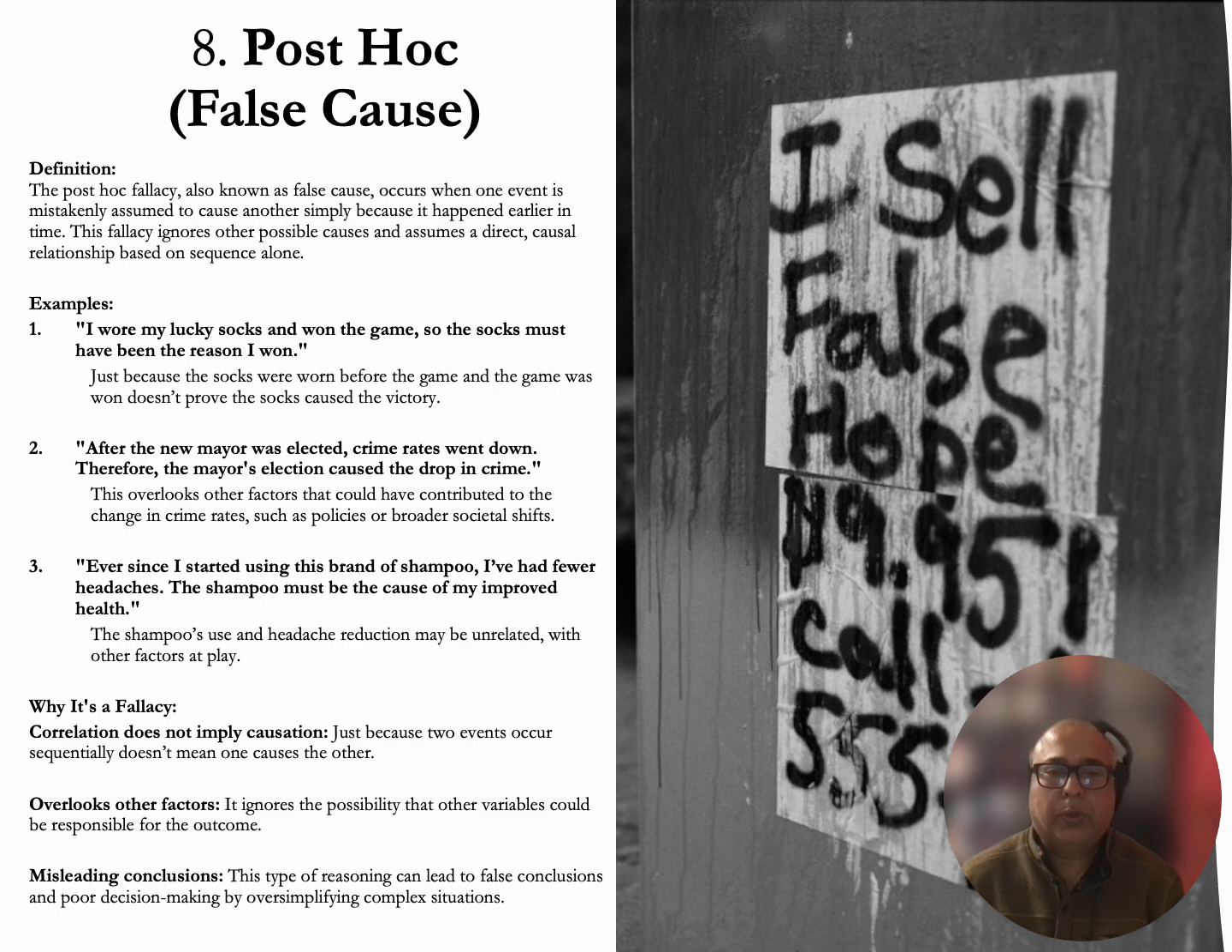Number 8 is post hoc. It's a false cause. So the post hoc fallacy, also known as false cause, occurs when one event is mistakenly assumed to cause another. For example, I wore my lucky socks and won the game, so the socks must have been the reason I won. Or this person is so superstitious that whenever they play another match, they wear the same socks, thinking, oh, because they're my lucky socks, I'll win again. And that may not be the case. Read why it's a fallacy and understand.